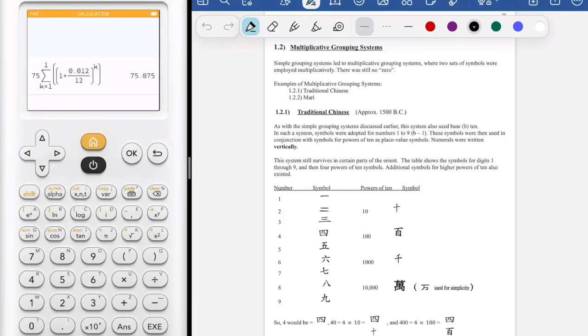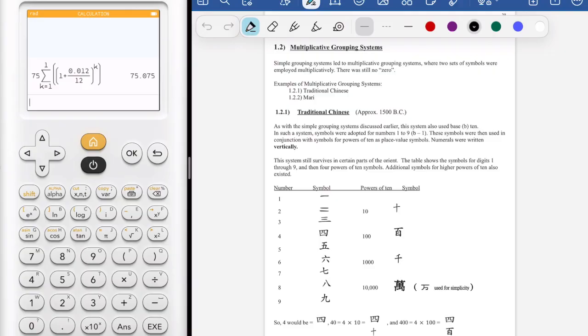All right, so in this video 1.2, we're going to talk about multiplicative grouping systems. Simple grouping systems led to multiplicative grouping systems where two sets of symbols were employed multiplicatively. There was still no zero. All right. Examples of multiplicative grouping systems would be traditional Chinese and Mari.